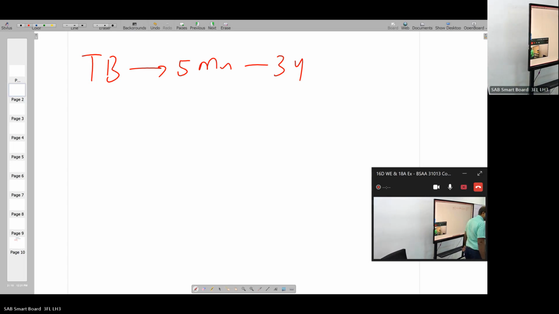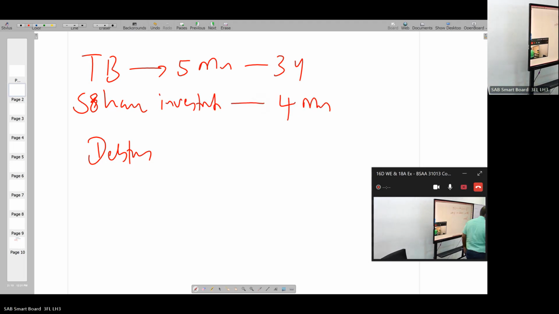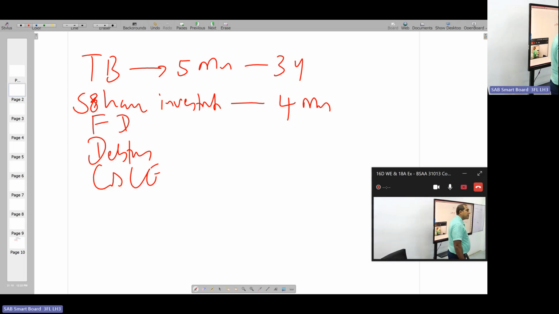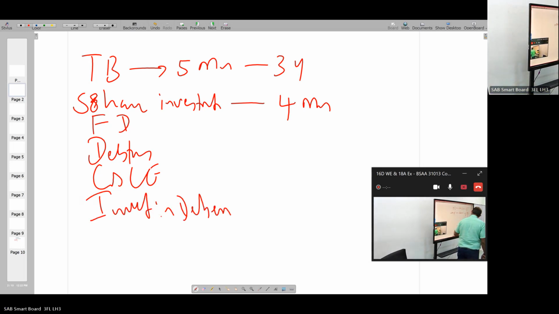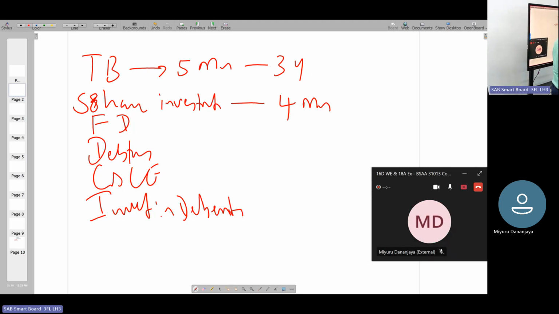Share investments, 4 million. Cash and cash equivalents. What else? Fixed deposit. Investment in treasury. Investment in debentures. Likewise, there is a list of financial assets.